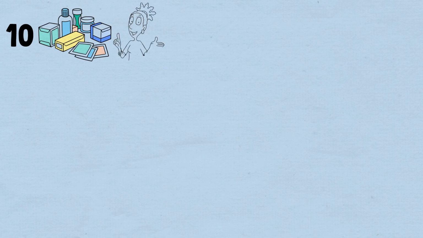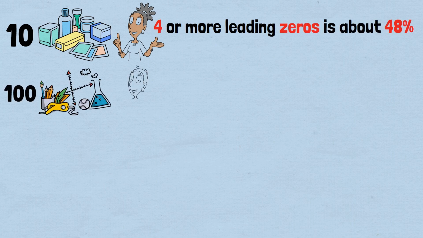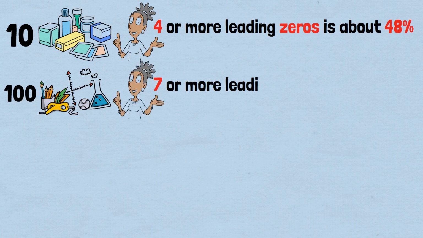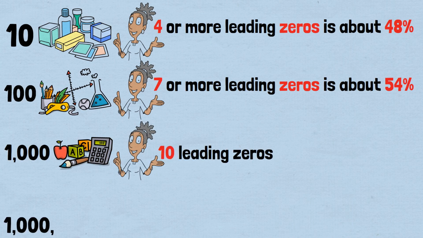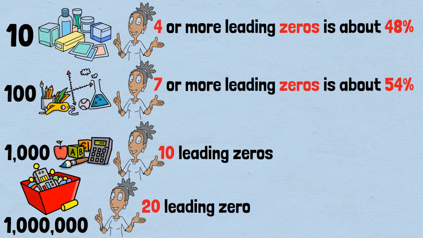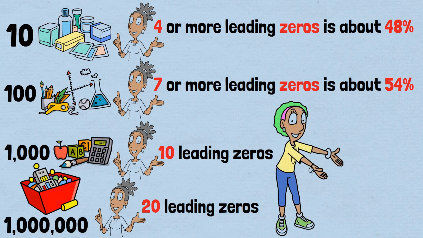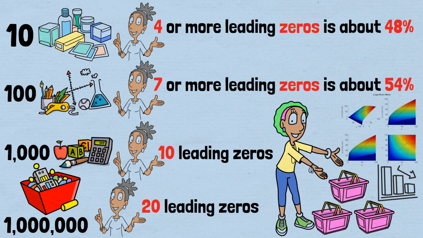For example, with just 10 unique items, the probability of seeing at least one hash with 4 or more leading zeros is about 48%. With 100 unique items, the probability of seeing at least one hash with 7 or more leading zeros is about 54%. With 1,000 unique items, we expect to see at least one hash with 10 leading zeros. With 1 million unique items, we expect to see at least one hash with 20 leading zeros. This is why the maximum number of leading zeros observed gives us a logarithmic estimate of the cardinality. And by using multiple buckets, we reduce the variance in this estimate.